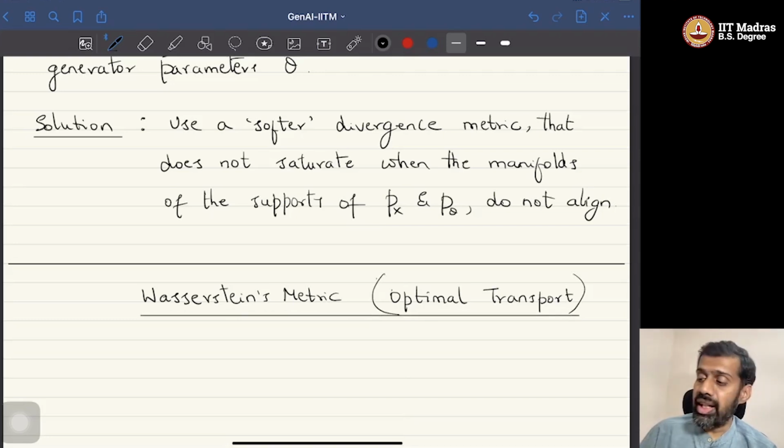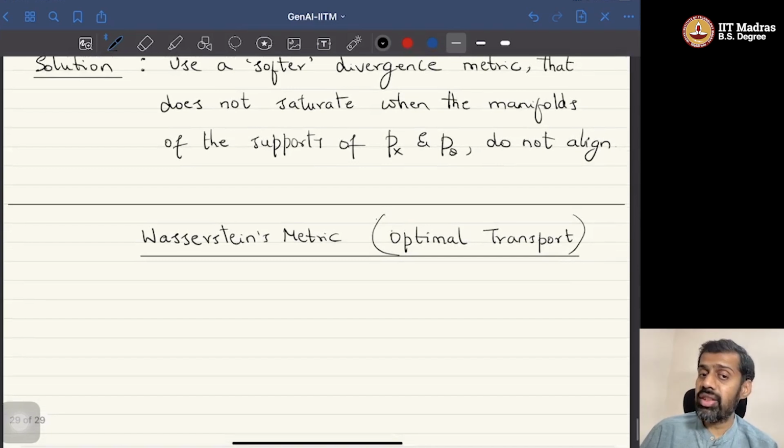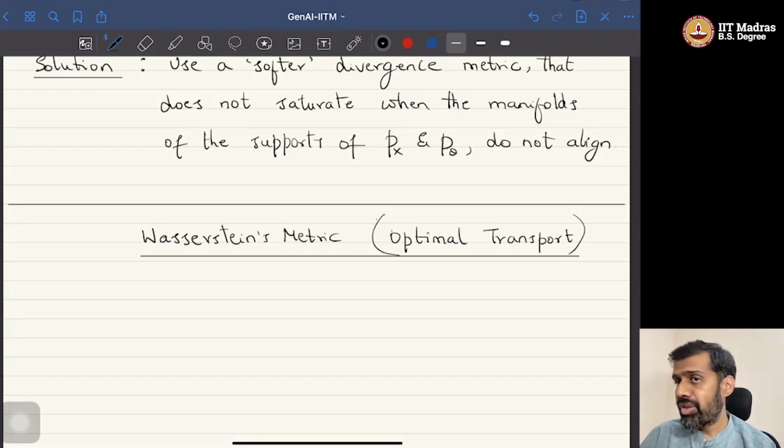So the idea is that one can show that the Wasserstein's metric, which we will define now, will not saturate or will not be maxed out or be independent of generator parameters, even when the supports of the distributions, or the manifolds of the supports, do not align with each other. So that is the idea. Now how do we define the Wasserstein's metric?